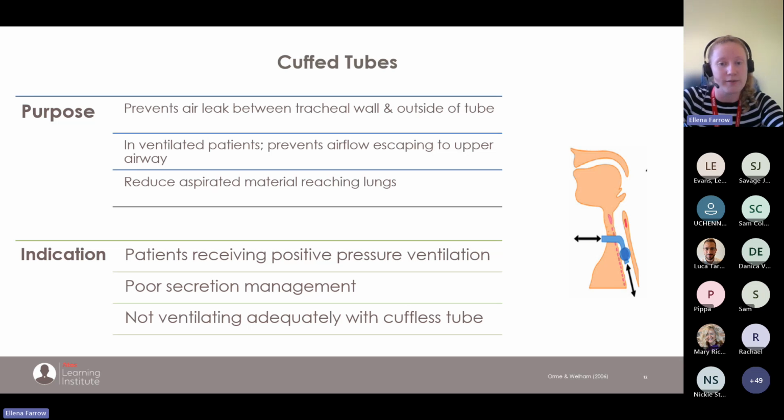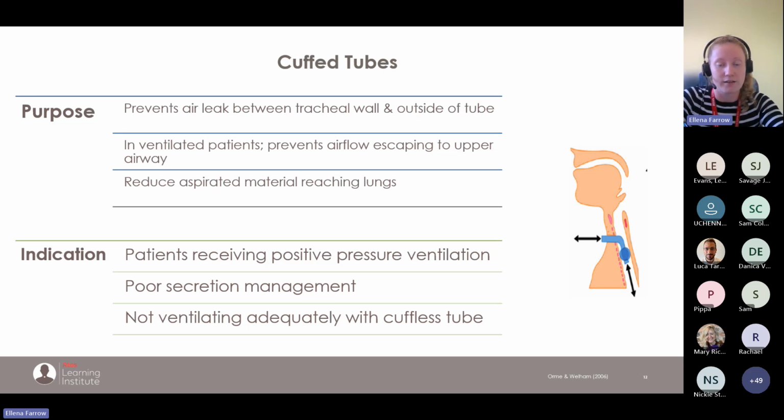Cuffed tubes, so many people will be familiar with cuffed tubes. You can see from the image on the right, that's just the passage of airflow through a tube when the cuff is inflated, so straight through the tube. And then we've got the purpose of our cuff. The purpose of our cuffs is to prevent air leak between the tracheal wall and the outside of the tube, and therefore it prevents airflow from escaping to the upper airway. So it's important in your mechanically ventilated patients especially. The cuff will never fully prevent aspirated material reaching the lungs, but it will minimize the volume of aspirated material dropping down into the lungs.